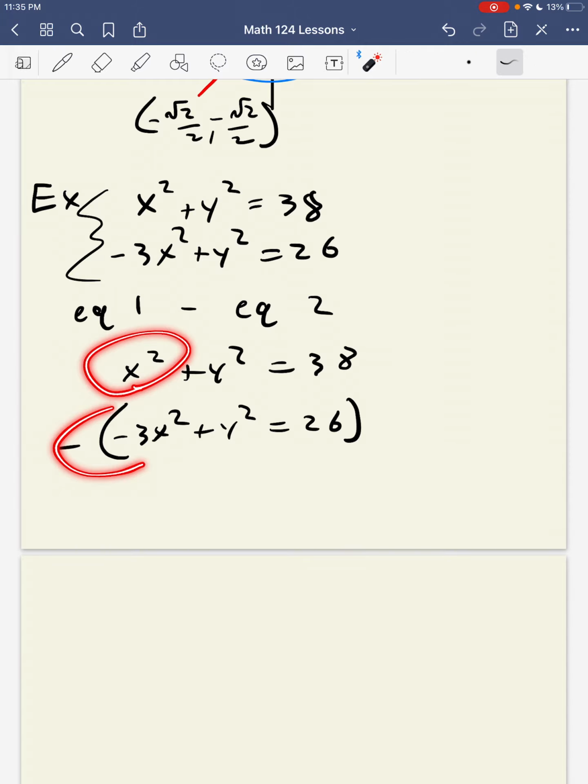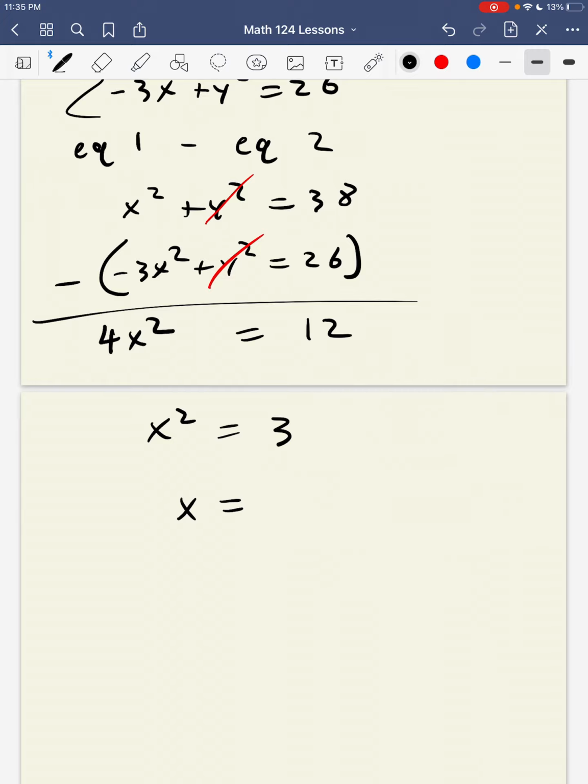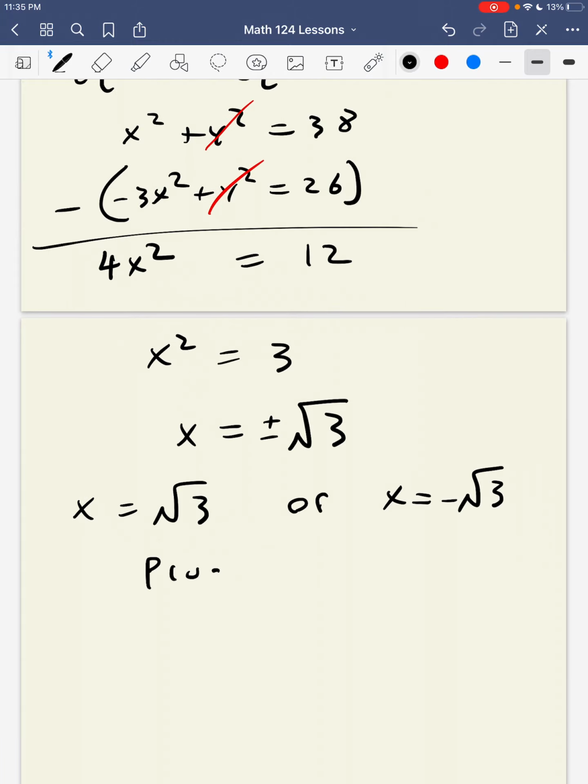So we do 1 plus 3, which gives us 4x squared. Then y squared minus y squared cancels. We eliminated the y. We do 38 minus 26, and we get 12. So x squared equals 3 if you divide the 4 over. x equals plus or minus square root 3. So we have two cases, either x equals positive root 3 or x equals negative root 3. And we plug in each case.